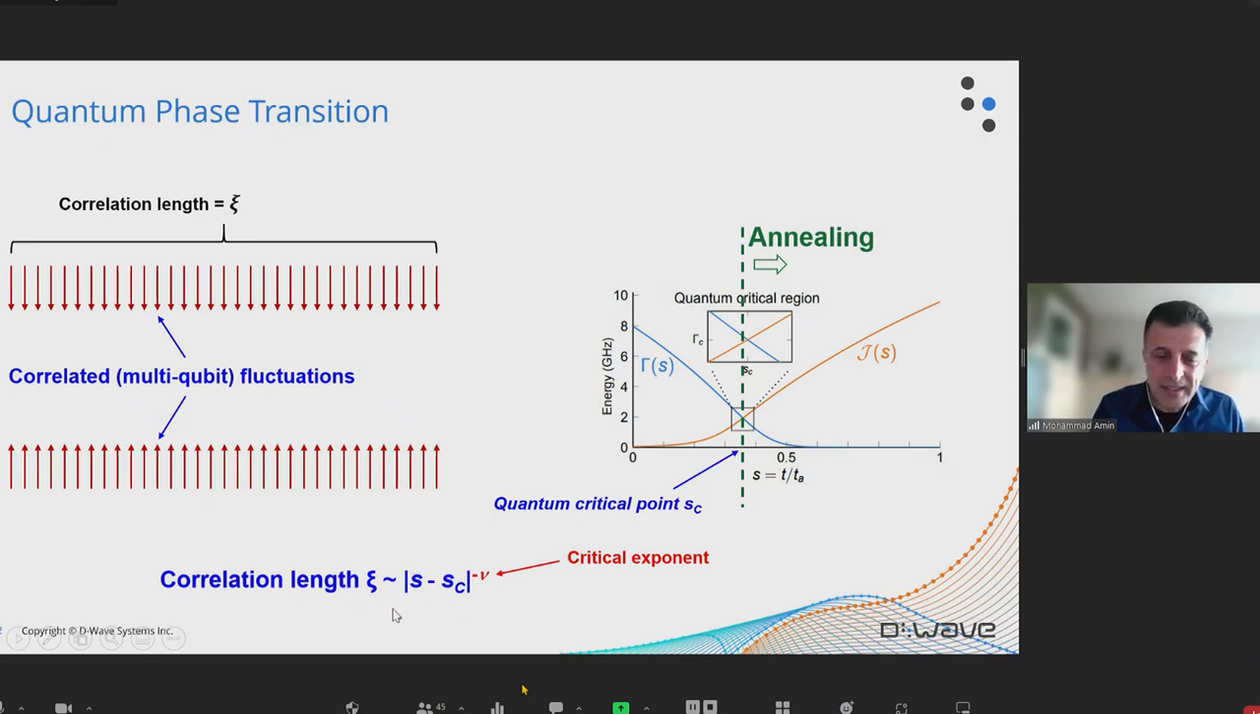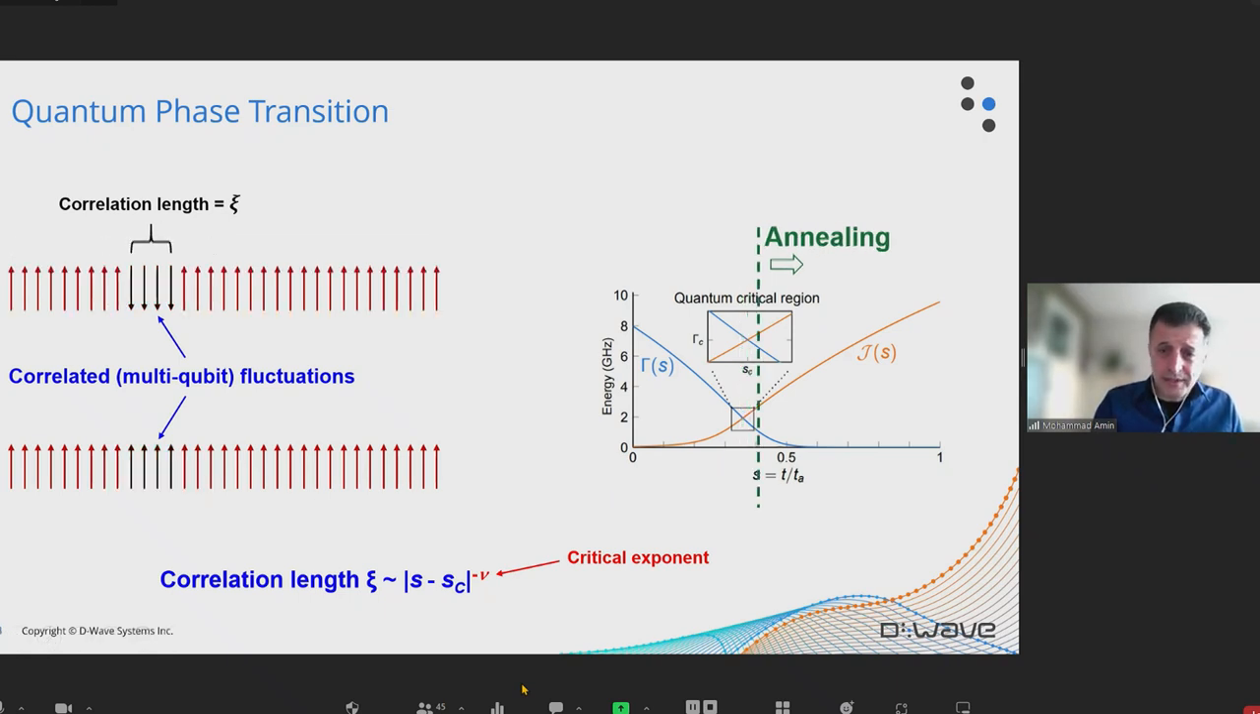And indeed, they have a very specific polynomial dependence, with a specific power or exponent called the critical exponent. And these are universal exponents, which means the exponent does not depend on the details of the Hamiltonian. Many different systems could have very different Hamiltonians and have exactly the same exponents.